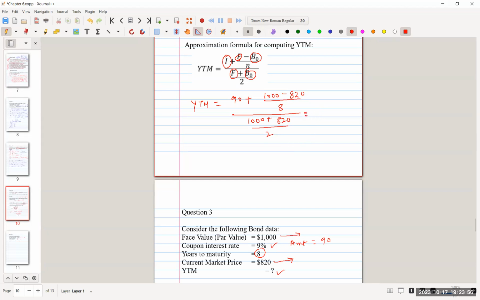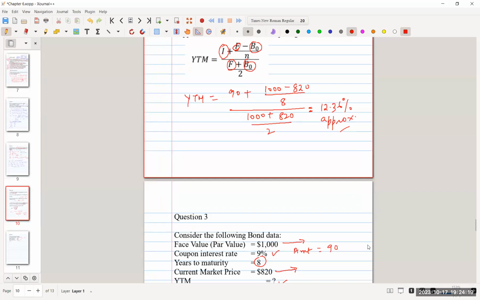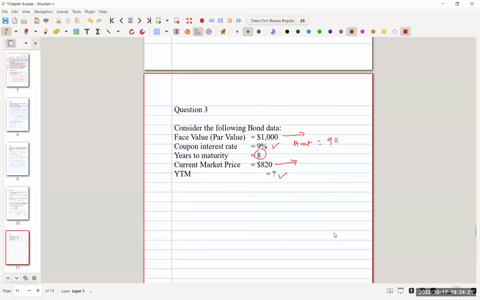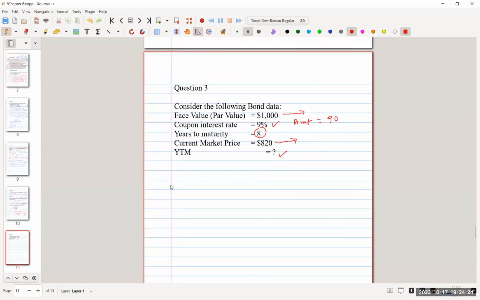you'll get an approximation. This will not be the true YTM. It's an approximation of the YTM. It will be 12.36% here. So if you're using this, it will be a good idea to write approx. Right, so simple enough. But if you're using the financial calculator, then the task is faster, easier, more accurate.